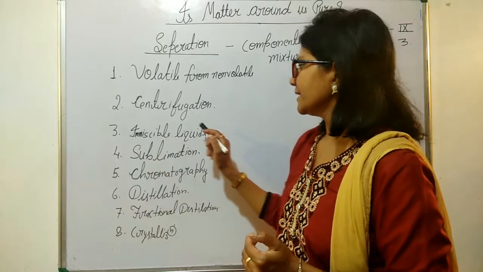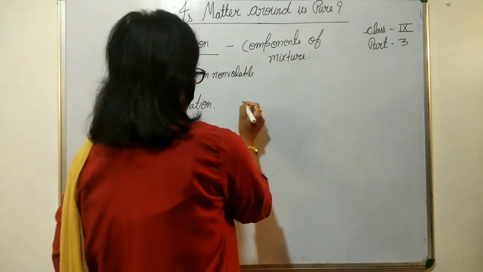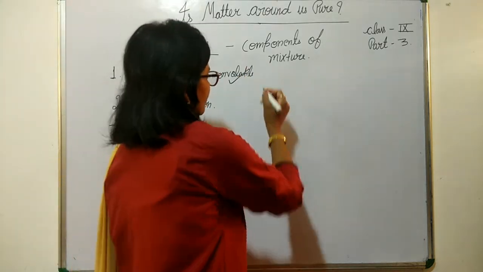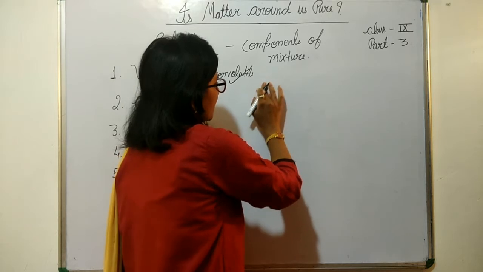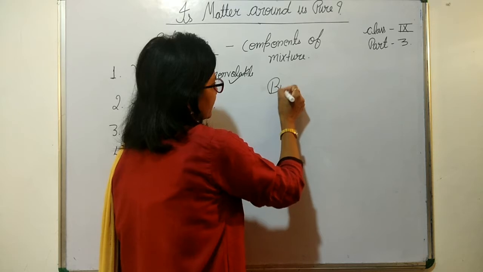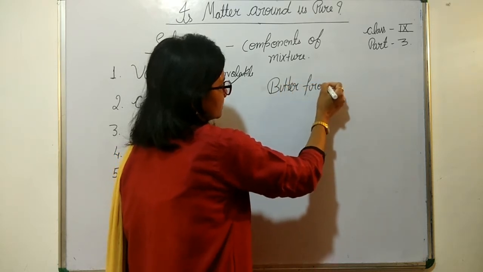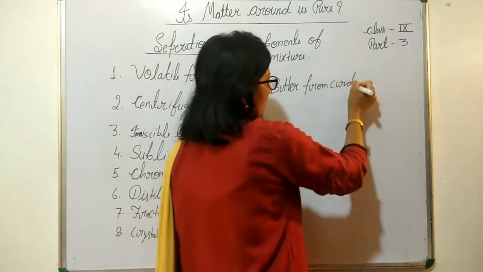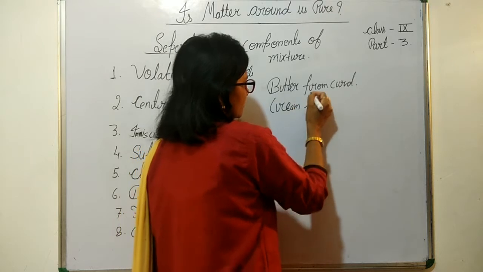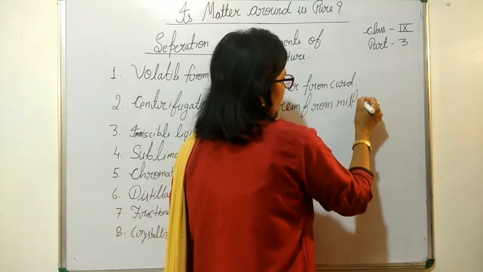And the second method, which is centrifugation. So let's see what this is. This we have done. Now let's see what centrifugation is. The best example is separating the butter from curd, or separating cream from milk. What do we do?